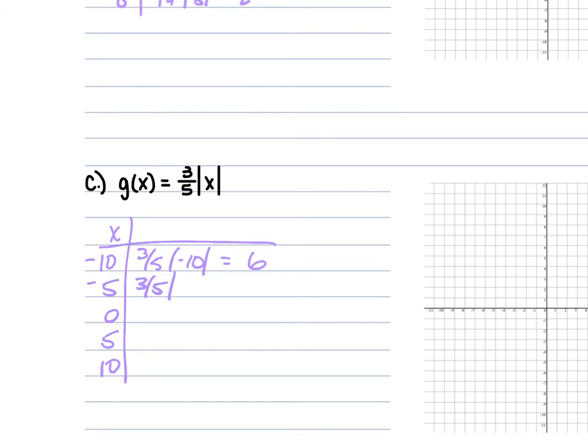3/5 times the absolute value of -5. That's going to be 3. 3/5 times the absolute value of 0 is 0. 3/5 times the absolute value of 5 is 3. And 3/5 times the absolute value of 10 is 6.